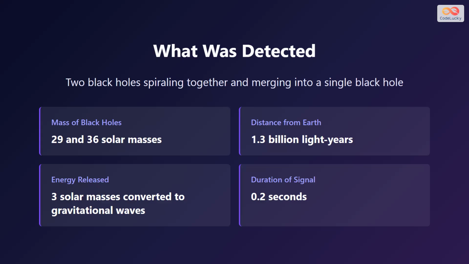During the final moments of the merger, an astounding amount of energy was released. 3 entire solar masses worth of matter were converted into pure gravitational wave energy, according to Einstein's famous equation E=mc². The entire event, from the final inspiral to the merger, and the settling of the newly formed black hole, lasted just 0.2 of a second, as observed by LIGO.